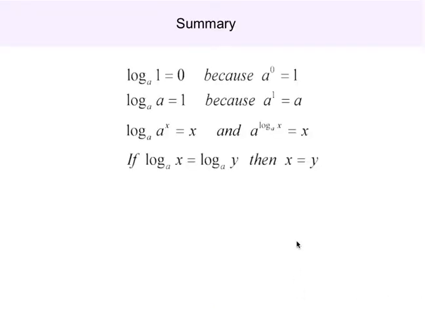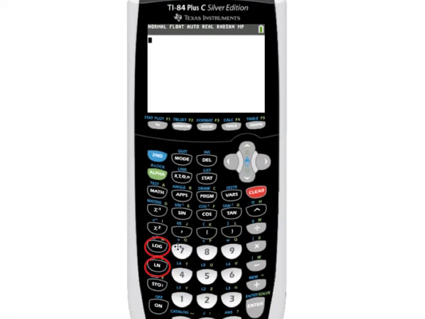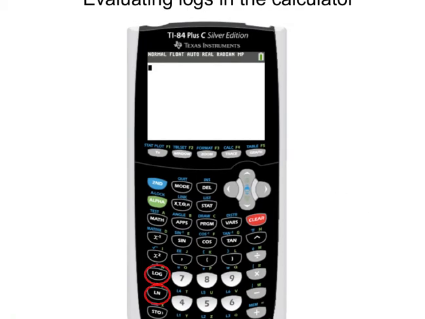Now, here is a summary of all the properties that we've discussed. Make sure that you have them listed in your notes. We can evaluate logs in a calculator. You'll notice on the main screen here, I have log, just L-O-G, and ln. So log is base 10, ln is base e.